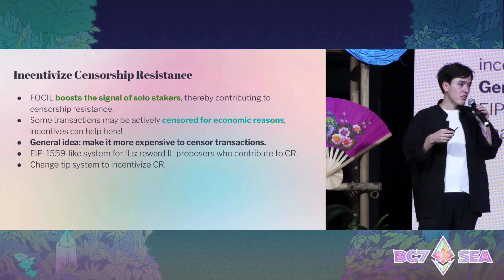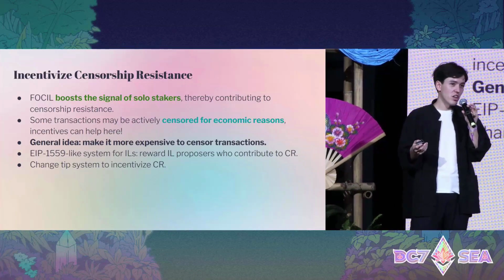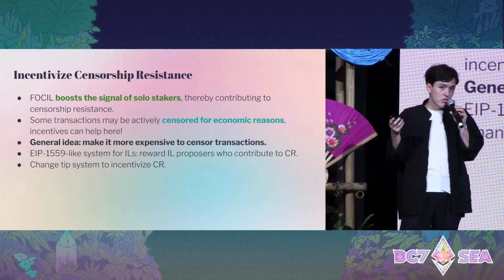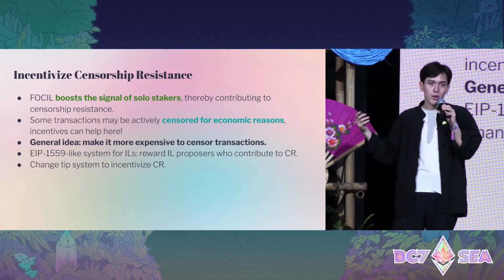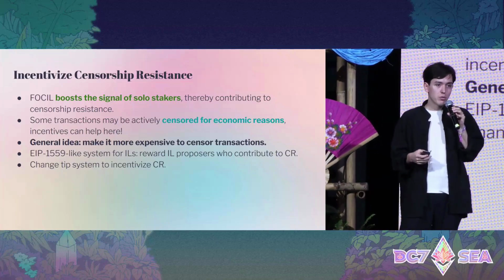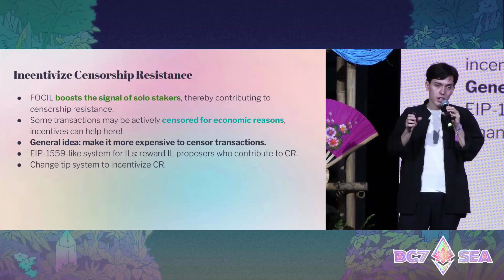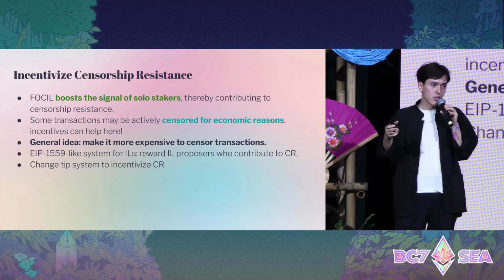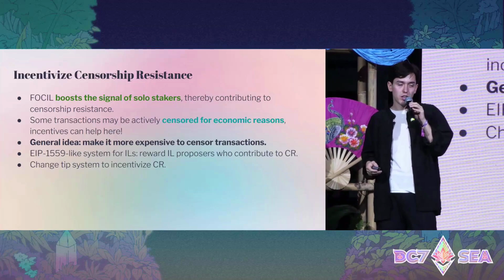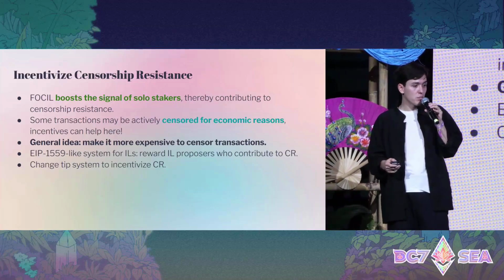The general idea is to make it a lot more expensive to censor transactions. You could do this via this transaction fee mechanism, and you could also change the way that tips work in Ethereum, potentially by having separate tips for inclusion list inclusion and block inclusion, or by having a conditional tip that was popularized by Elijah Fox, Matt Resnick, and MashPy.